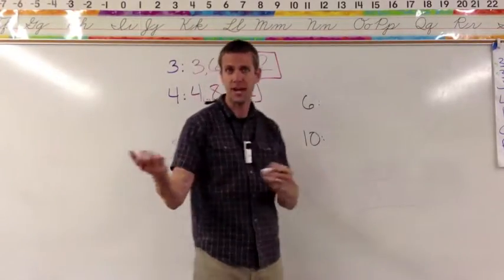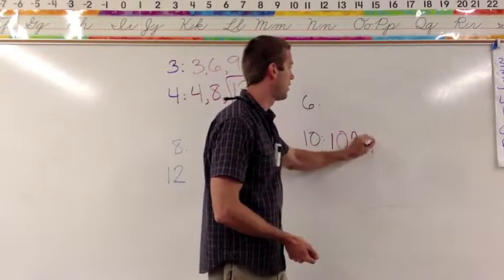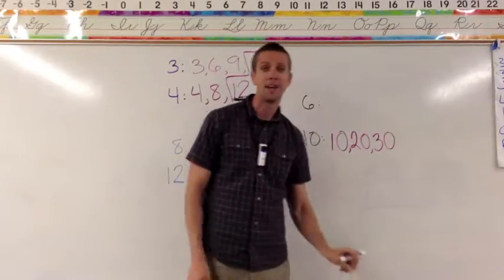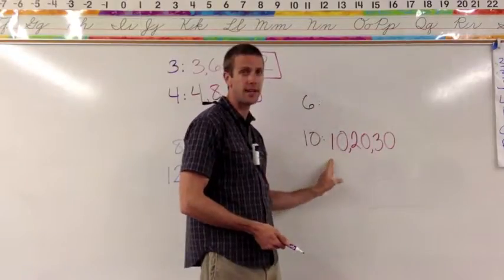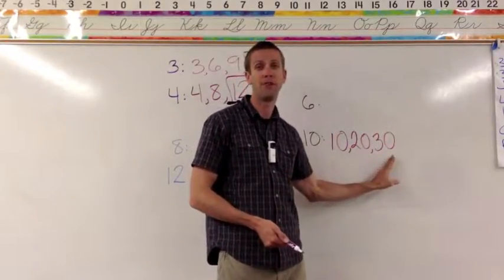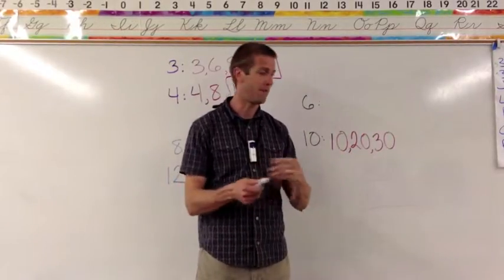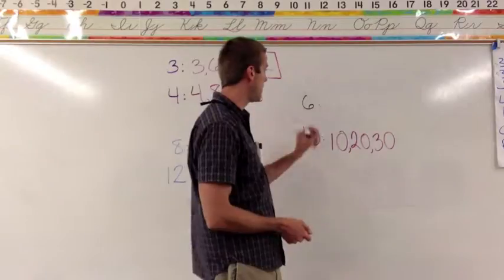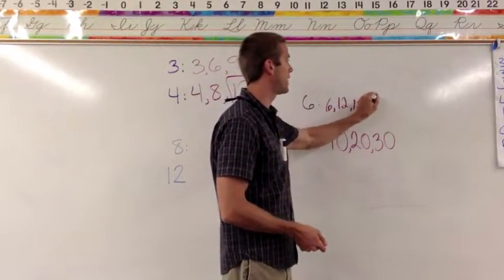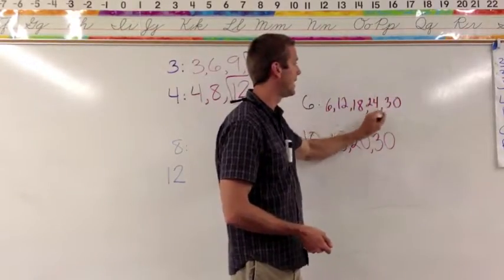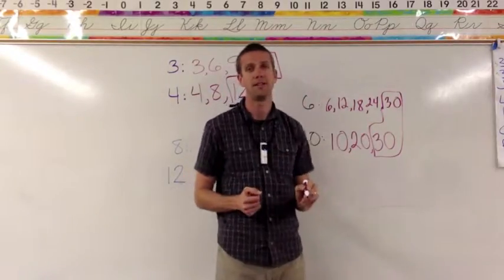So let's count by 10s because that's so simple. 10, 20, 30. Can I stop there? I can, right? Because I know 6 is not going to fit into 10 or 20, but it will fit into 30, right? So my least common multiple is 30. I could stop there. The answer is 30. Just to show you though, 6, 12, 18, 24. Notice that I'm counting by 6s, and I hit the number 30. That's the first place these two numbers meet.